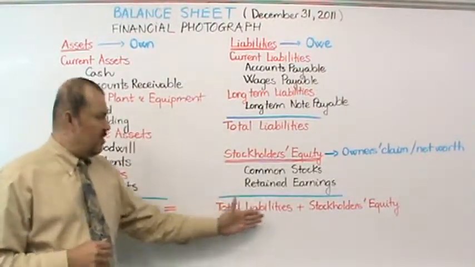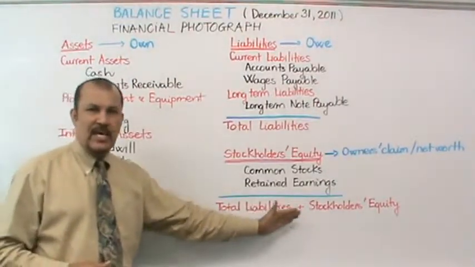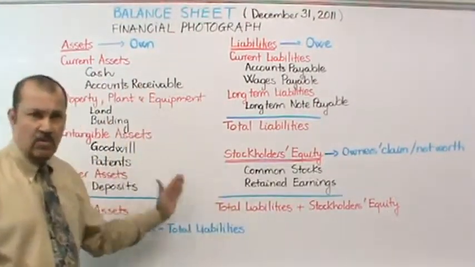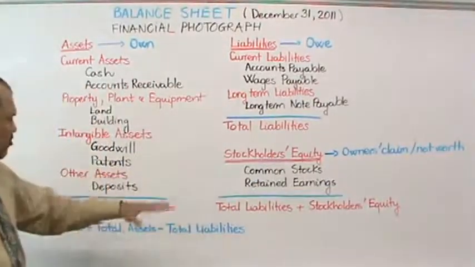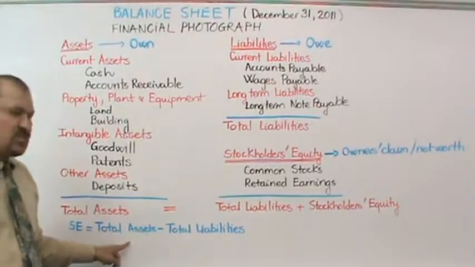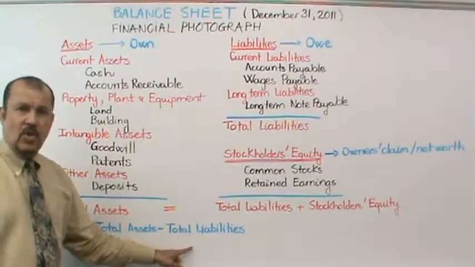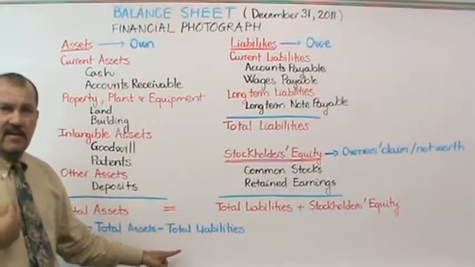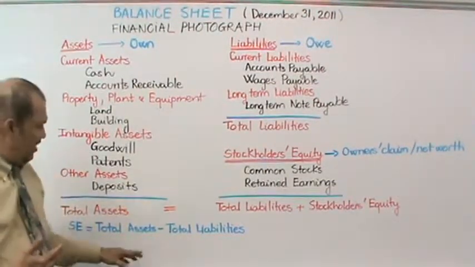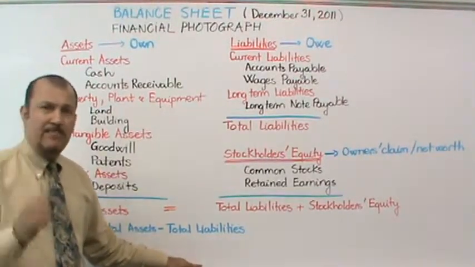If you look at the accounting equation here, total assets equals total liabilities and stockholders' equity. That's assets equals liabilities plus equity. If you rearrange the equation, your stockholders' equity would be the difference between your total assets and your total liabilities. So in order for me to be a millionaire, I would have to have the difference between my assets and my liabilities be at least $1 million.